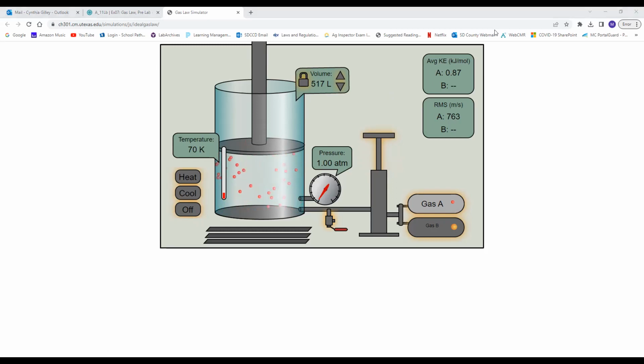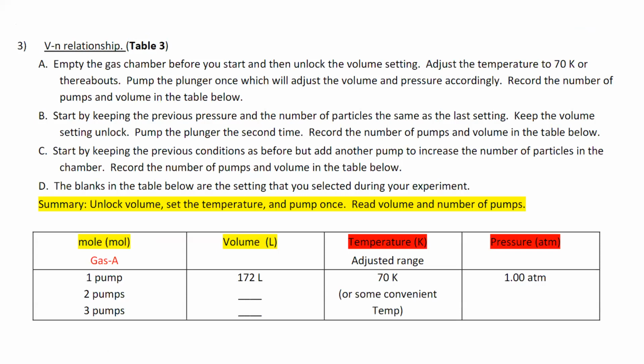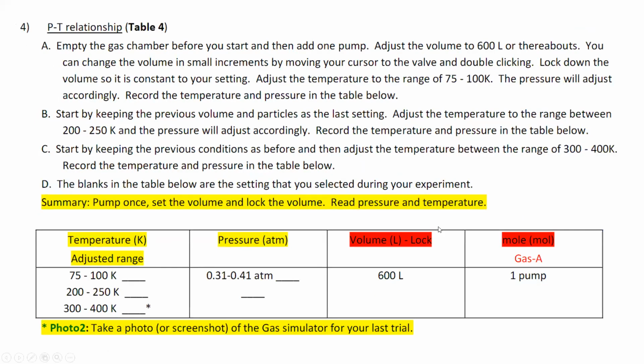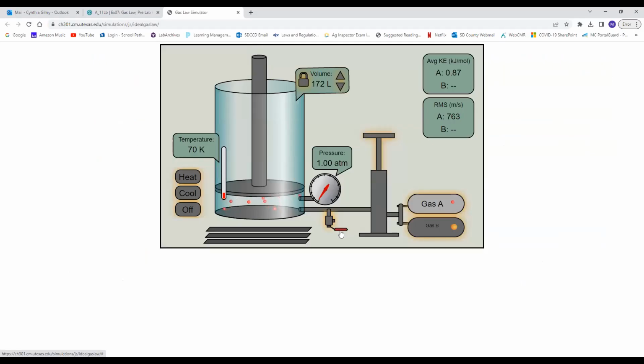Make sure you're taking screenshots where it tells you to take screenshots. Table 4 is looking at the pressure-temperature relationship. So if we come back to the simulator, remember we're always going to empty the chamber first. And then it says adjust the temperature to 315 Kelvin or thereabouts. So we'll go up.